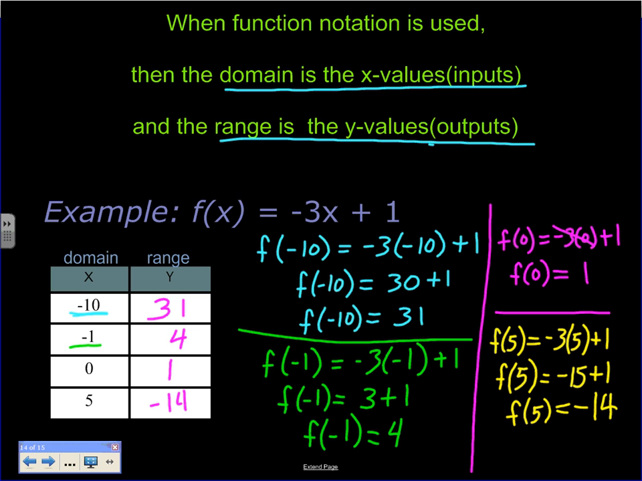So now we have the numbers on the left are the domain. That would be negative 10, negative 1, 0, and 5. The numbers on the right are going to be the range, which is 31, 4, 1, and negative 14. And remember, when we're using function notation, the domain is the x values, and the range will be the y values.